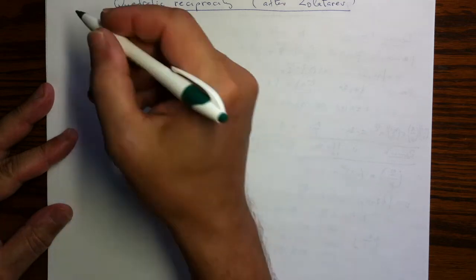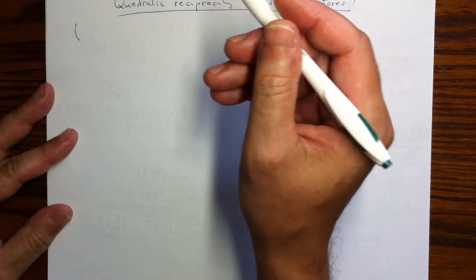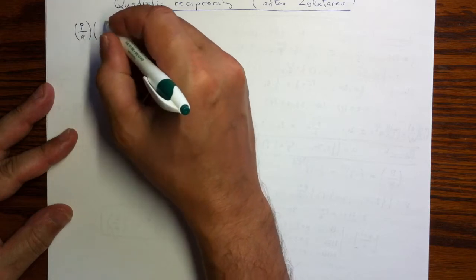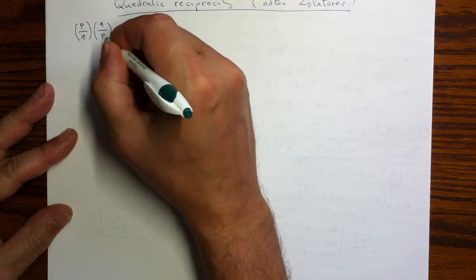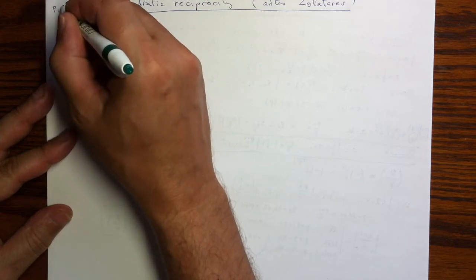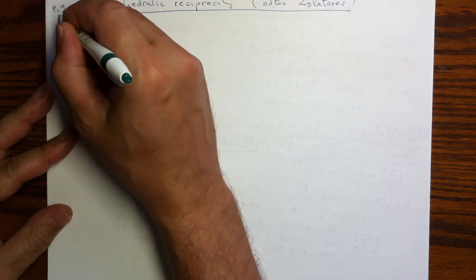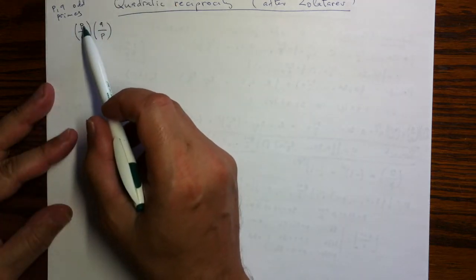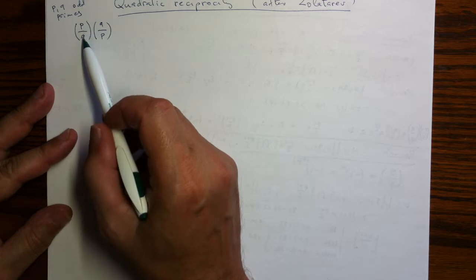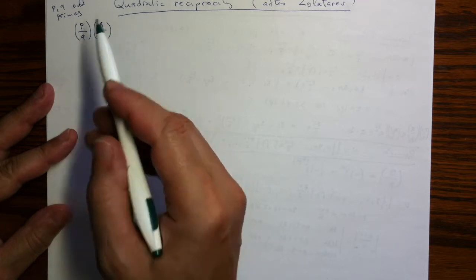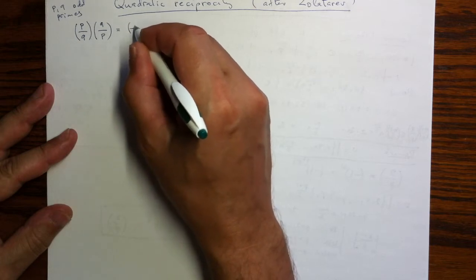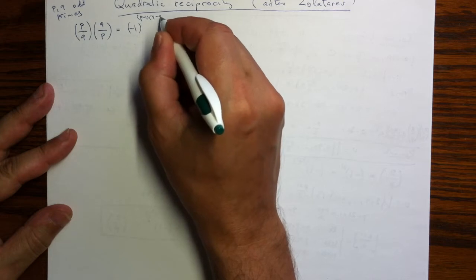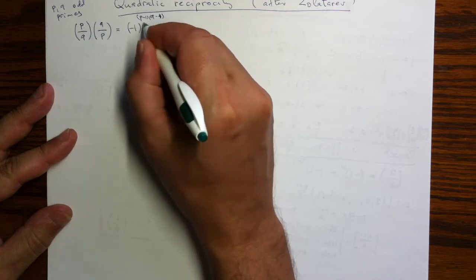Just to remind what I was proving, it's the following relation on Legendre symbols. If we have two odd primes, so P and Q are odd primes, then the Legendre symbol for P modulo Q times the Legendre symbol for Q modulo P is equal to negative 1 to the power (P minus 1)(Q minus 1) over 4.